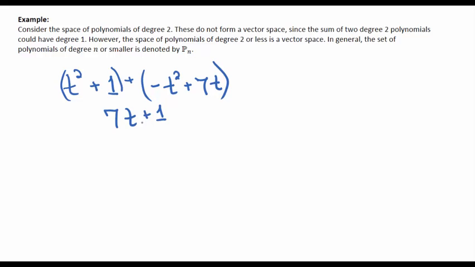However, we can consider the space of all polynomials of degree 2 or less, because adding 2 polynomials may decrease the degree, but it'll never increase it. Same thing with scalar multiplication. And in general, the set of polynomials of degree n or smaller is denoted by this p sub n.